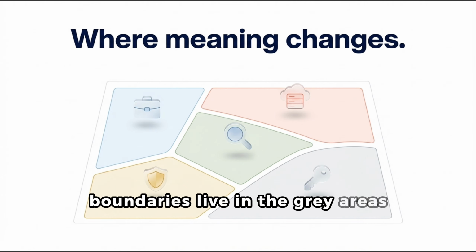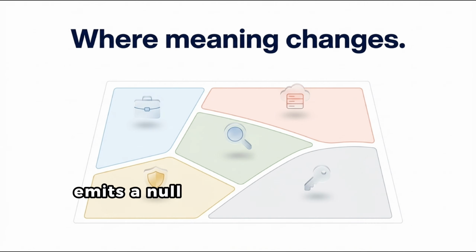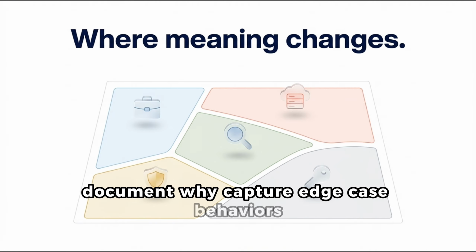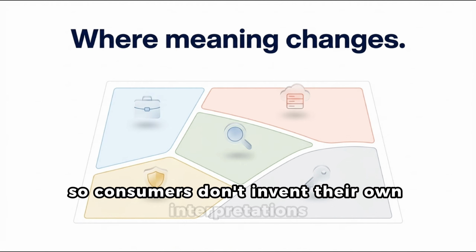9. Document assumptions and exceptions. Boundaries live in the grey areas. If a producer emits a null in a field under certain conditions, document why. Capture edge case behaviors so consumers don't invent their own interpretations.